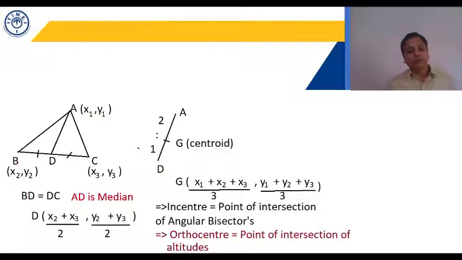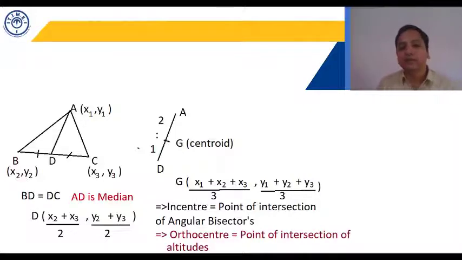Orthocenter is the point of intersection of altitudes. Altitudes means a perpendicular dropped to a side. Now, please remember one point. In a right angle triangle, the point at which 90 degrees is given is actually the orthocenter. So we can remember this.